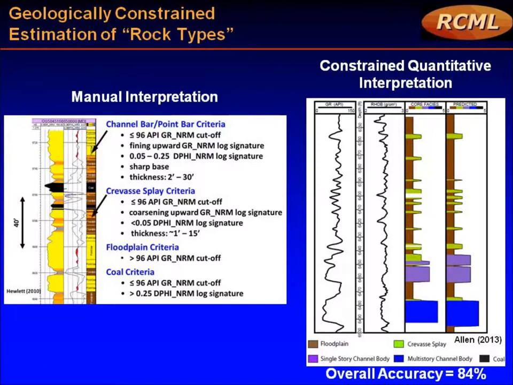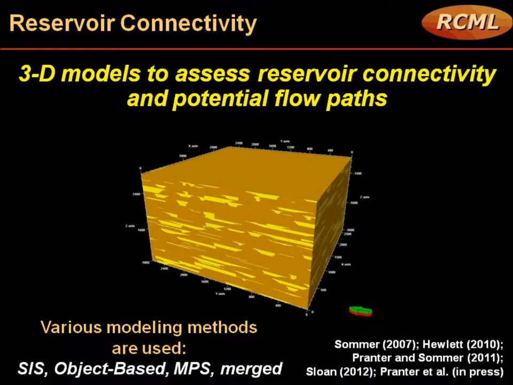Or you can do more sophisticated things, more quantitative approaches. There are different ways to do that, whereby, again, you're constraining this to core. You have core information and well log data, and then you're using some type of algorithm or quantitative approach to estimate those different sandstone bodies, in this case, in non-cored wells. And we really need to do that because we need to map these spatially in the subsurface.